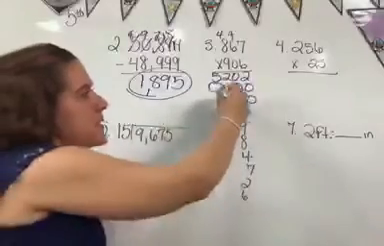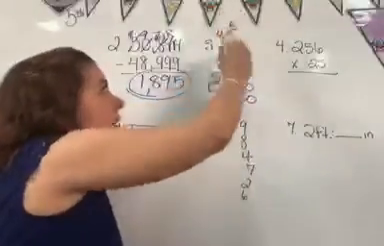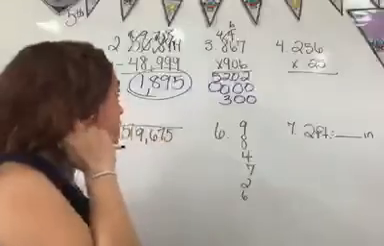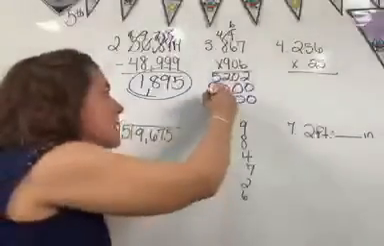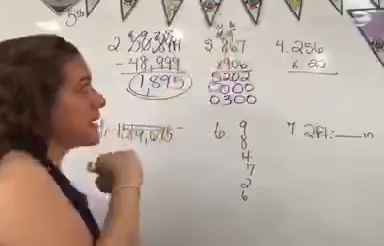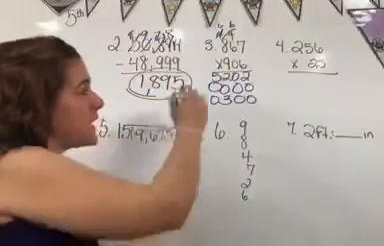9 times 7 is 63. 9 times 6 is 54. Plus 6 is 60. 9 times 8 is 72. Plus 6 is 78.